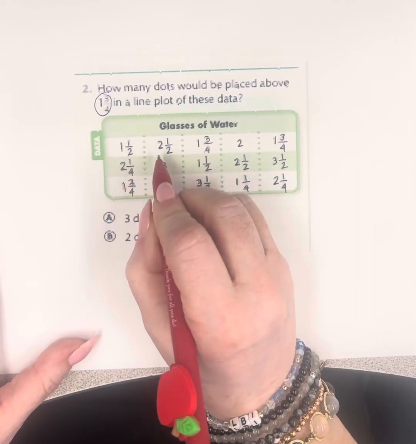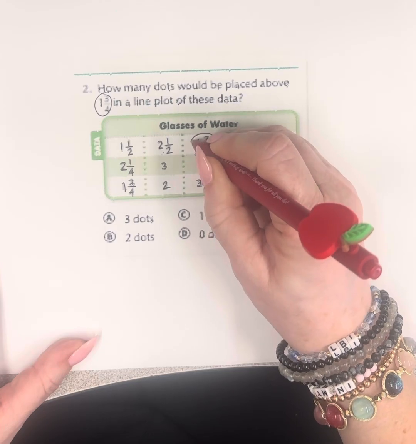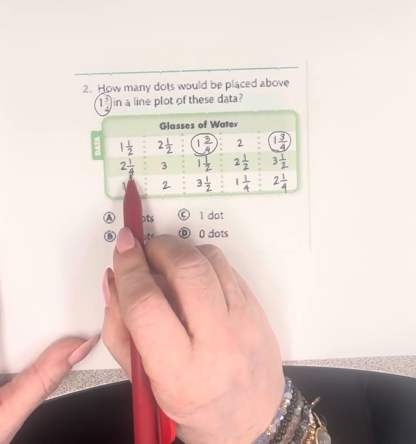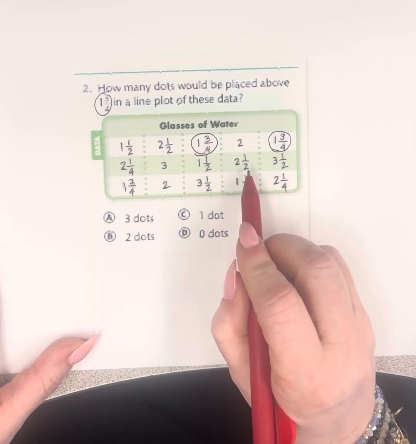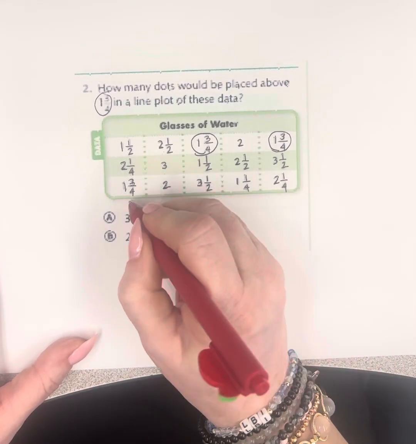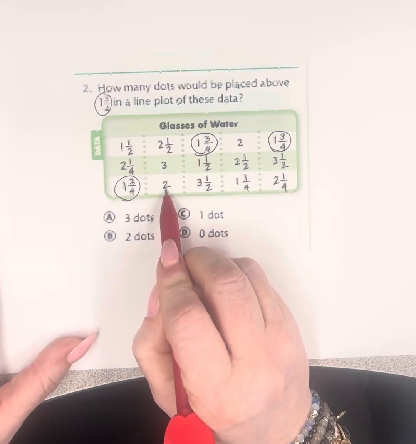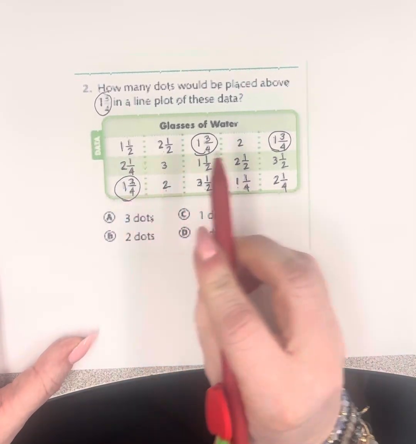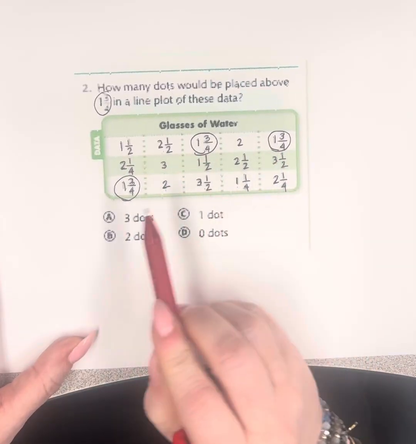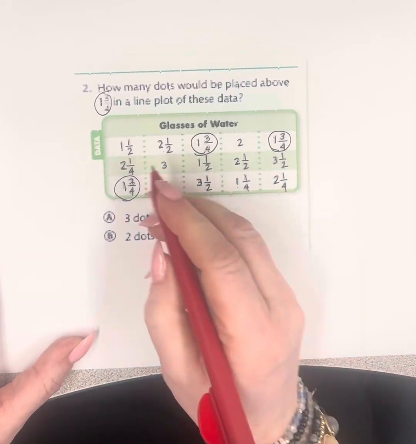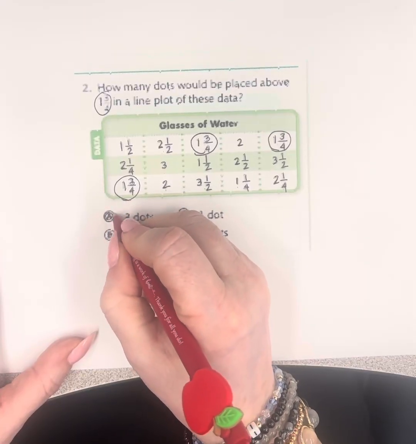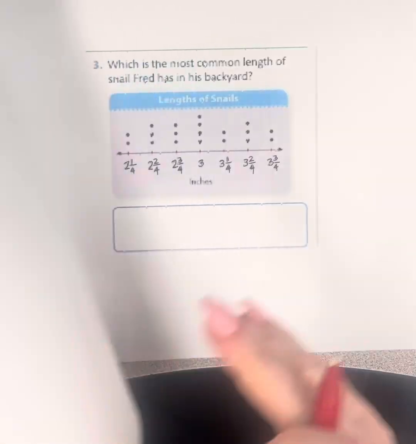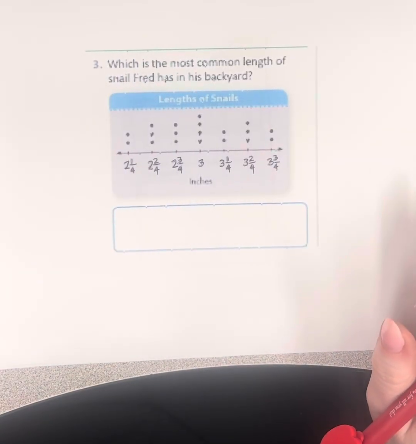So 1 1/2, 2 1/2, one of these. 2, I've got another one of these. 2 1/4, 3, 1 1/2, 2 1/2, 3 1/2. 1 3/4 again. 2, 3 1/2, 1 1/4, be careful, 2 1/4. So now I have circled 3 occurrences of 1 3/4. So my answer is A, 3 dots. Let's move on to number 3.